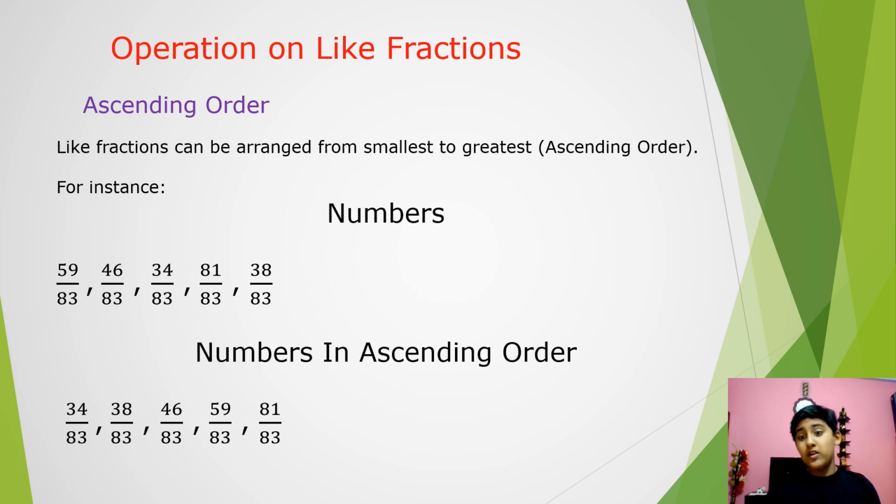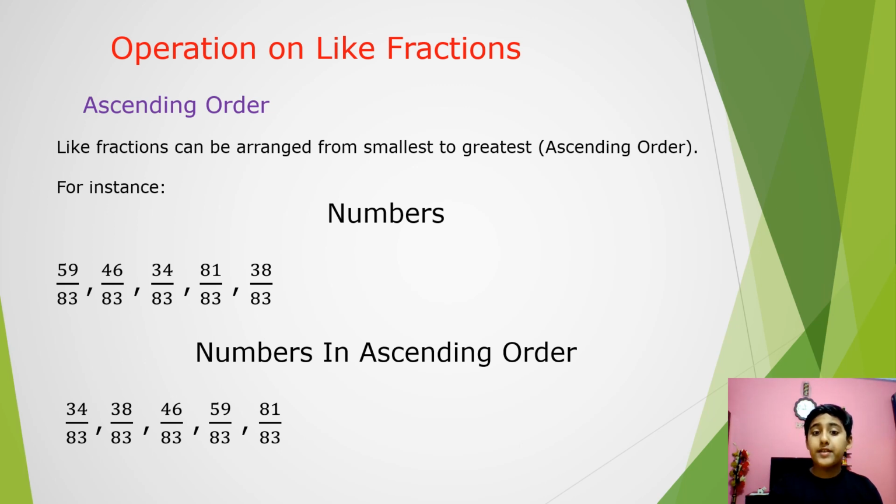Ascending order. So I will explain what ascending order means. Ascending order means to put numbers or fractions from smallest to greatest. So we have these numbers 59 by 83, 46 by 83, 34 by 83, 81 by 83, and 38 by 83.